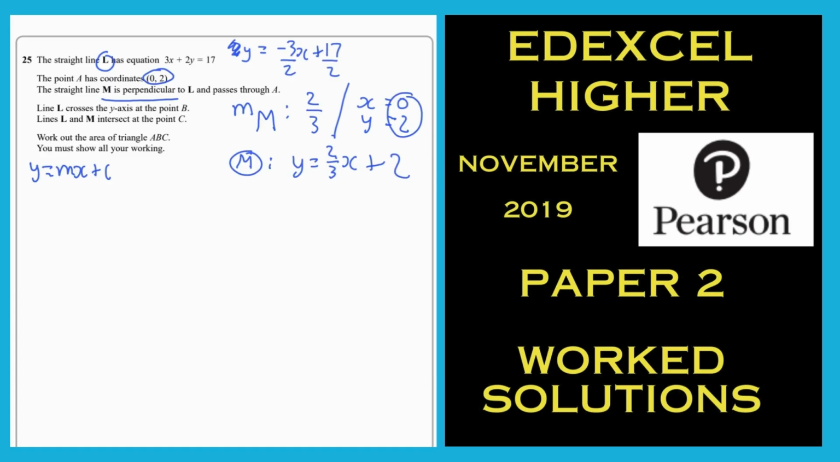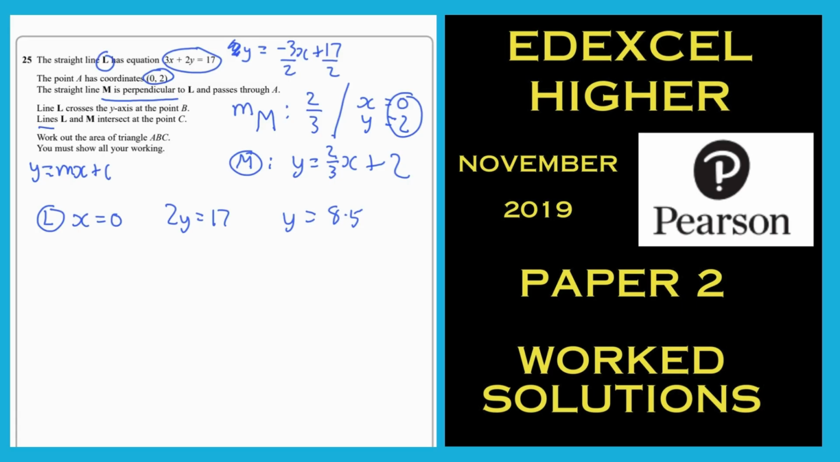Take a breath. Let's now focus on line L. That's our original up here. When you cross the y-axis, another name for the y-axis is x equals 0. Let's take line L and sub in x equals 0. That means the x term disappears. You're left with 2y is 17. So y is 8.5.